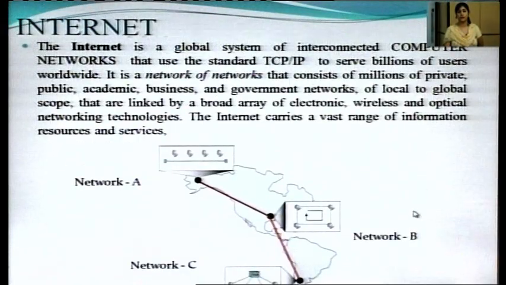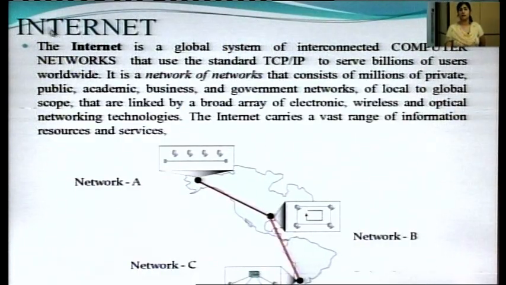Now, internet. The internet is a global system of interconnected computer networks that use the standard TCP/IP to serve billions of users worldwide. Whenever we use TCP/IP protocols, meaning the set of rules that are used to transfer the data among the computers among the billions of users, that forms an internet. It is a network of networks. Note down this concept. What is it? It is a network of networks.